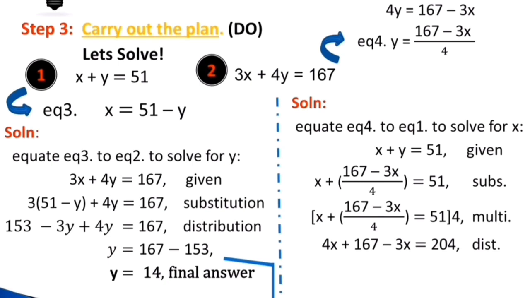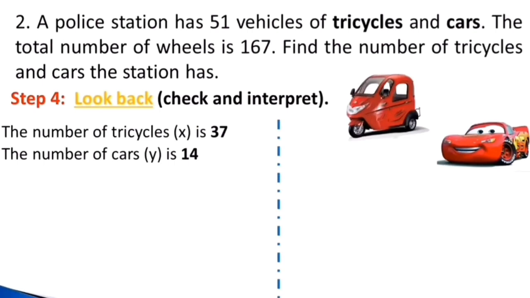This time I am going to put all the variables on one side and all the constants on the other side. Transposing 167 to the other side, it becomes negative 167. Since 4x minus 3x is x, the final answer is 37. So in this case, I am able to get the value of y, which is 14, and the value of x equals 37. Therefore, the number of tricycles is 37, the number of cars is 14.